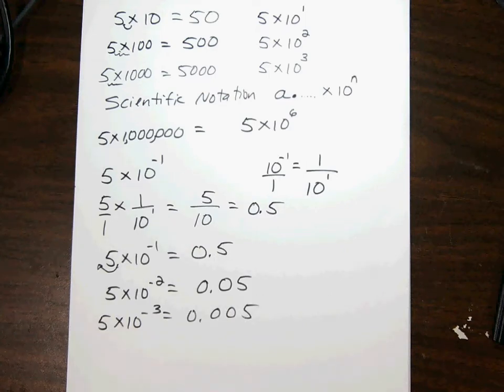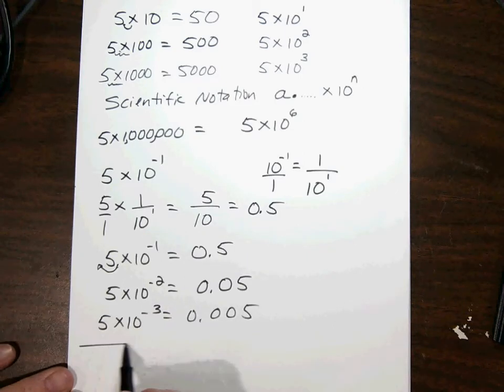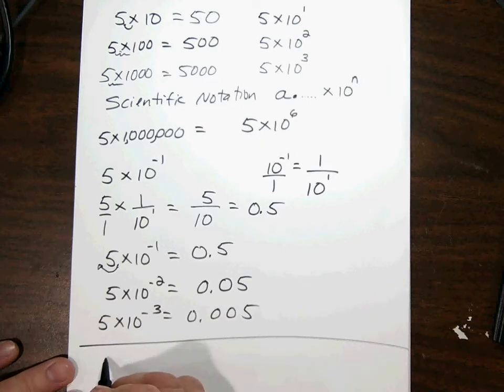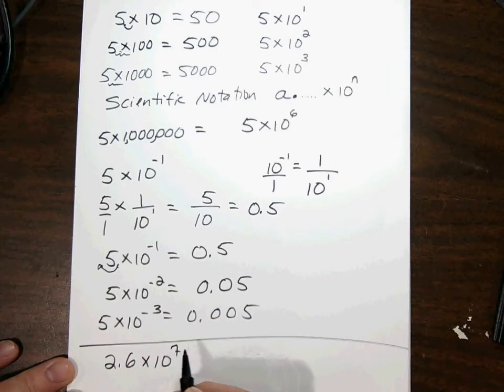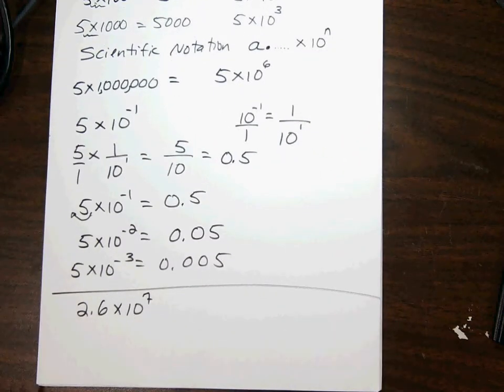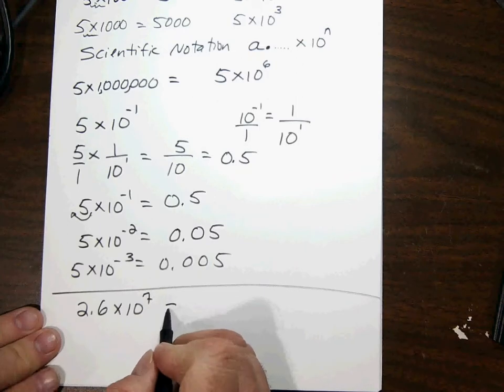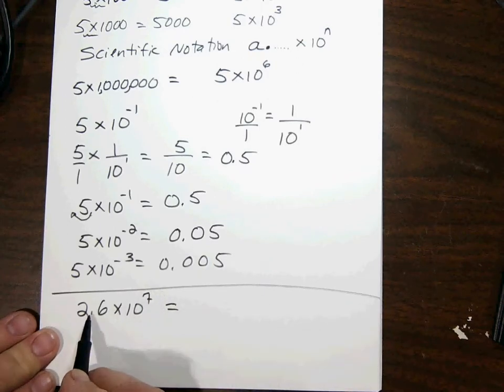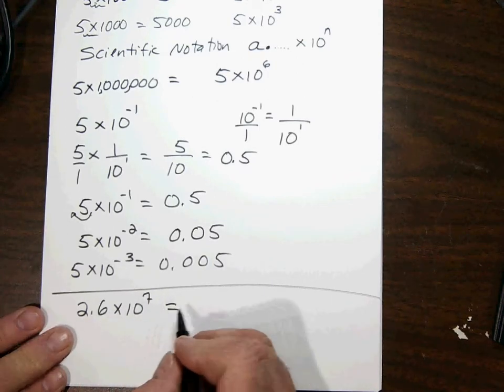We're going to practice writing numbers in standard notation and putting them in scientific notation, and then taking them from scientific notation and going back to standard. So we'll work it both ways. So let's look first at a scientific notation number. What if I had this problem? 2.6 times 10 to the power of 7. I want to turn that back into a regular looking standard number. Well, times 10 to the power of 7 means I'm moving my decimal 7 places to the right.